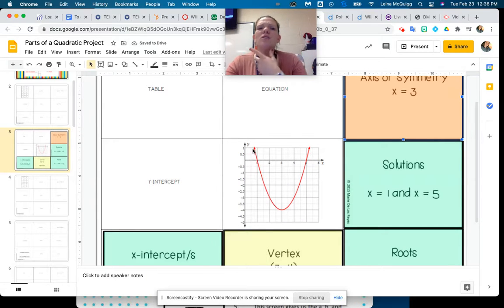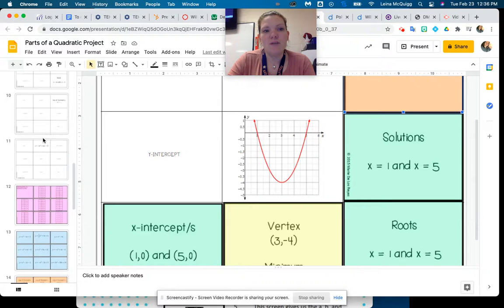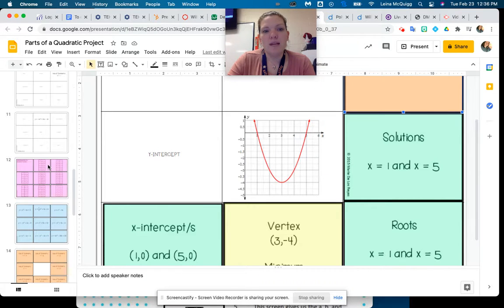Okay. So now I can't really see my y-intercept, but I do have 3 values already. I have 2 x-intercepts and a vertex. So these are points that can be on a table. So what I'm going to do is go to my table, and I'm going to look for a table that has x values 1, 5, and 3, and y values 0, 0, -4.